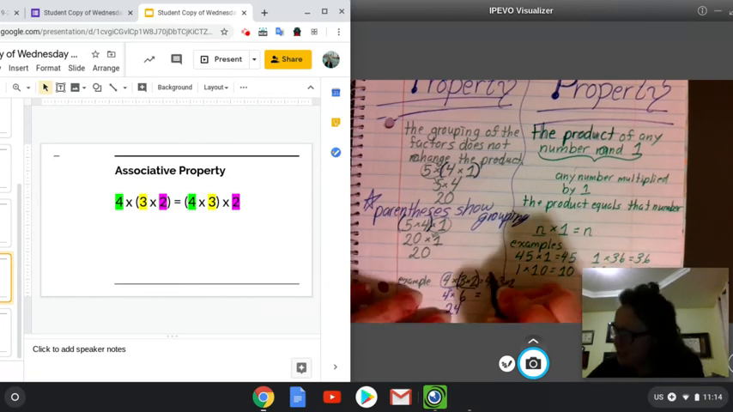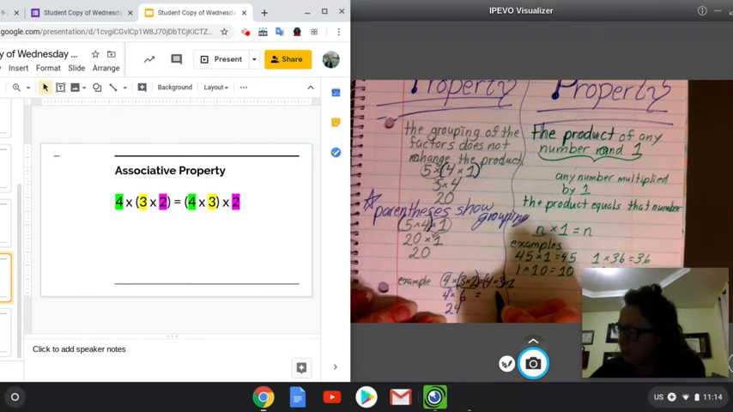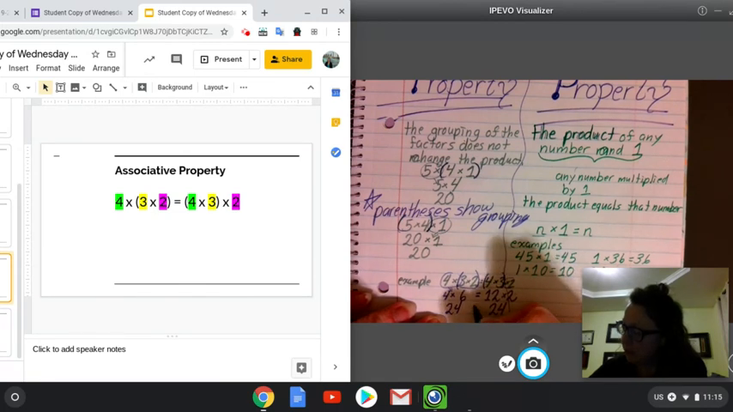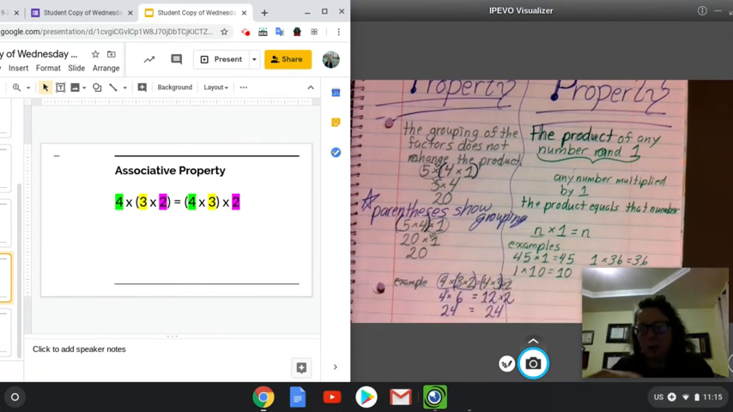Now, let's check and see if we group them differently, the product should stay the same. Great job. So let's see. Over here, they group the 4 and the 3. And I know 4 times 3 is 12. And I bring this down. 12 times 2 is 24. Is 24 equal to 24? Yes, so that means that each side of the equal sign has the same value. Remember, the equal sign means the same value as.